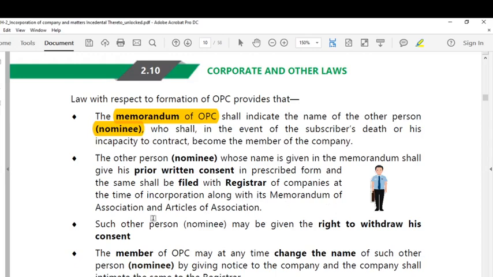The second special provision is that whoever is appointed as a nominee should give his prior written consent in the prescribed form, and that should be filed with the registrar of companies at the time of incorporation, along with the memorandum of association and articles of association. So the second special provision of one person company is that the prior written consent of the nominee should be filed along with the memorandum and articles with the registrar in order to get the OPC incorporated.